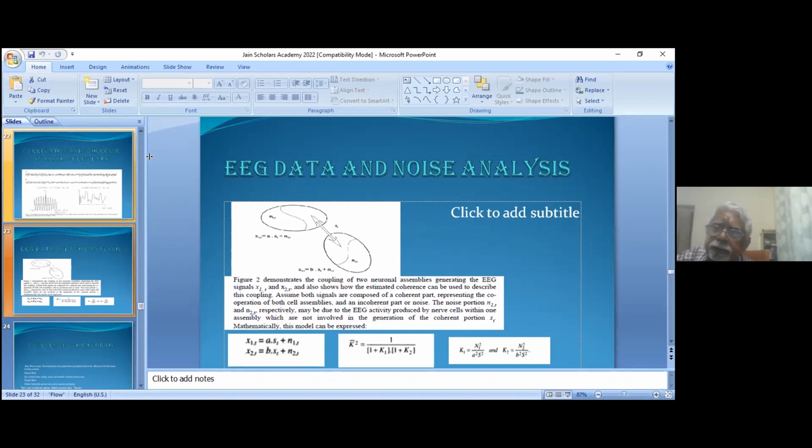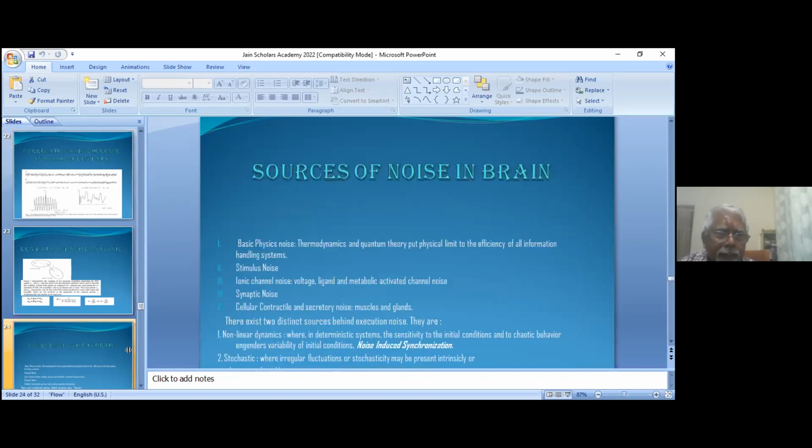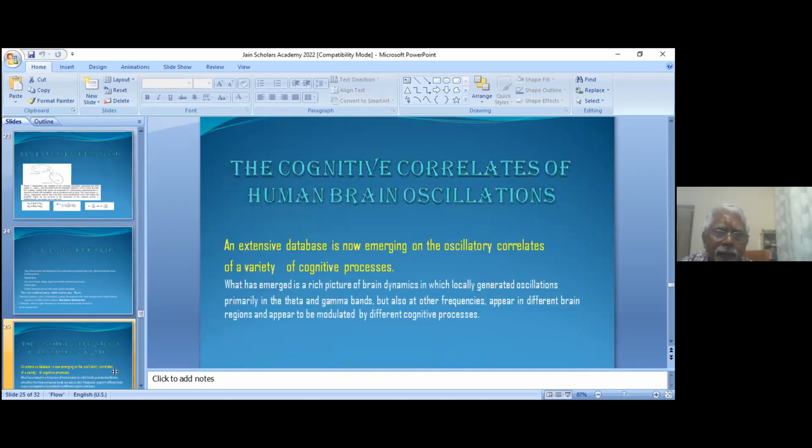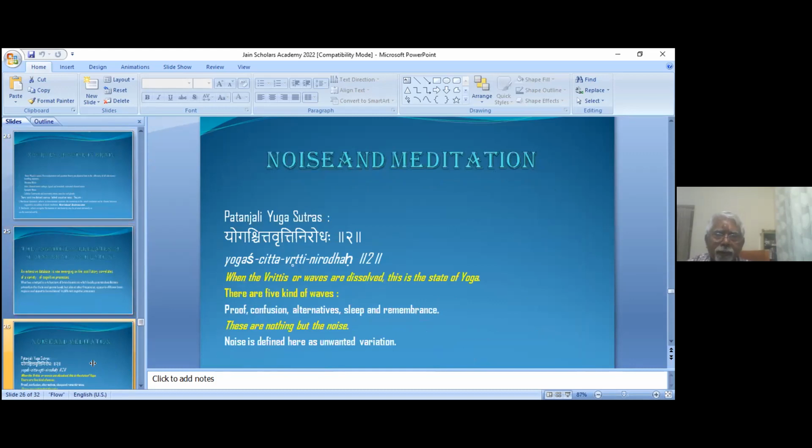So here, also in meditation, we have to understand the noise in the brain itself. What do you mean by noise? Let me try to explain in very layman's terminology. So what do you mean by noise in meditation?